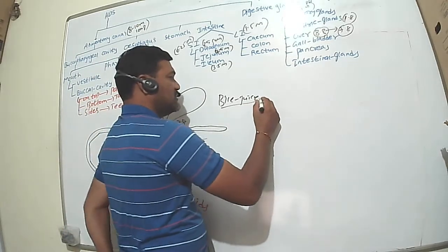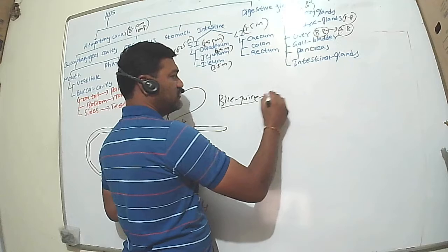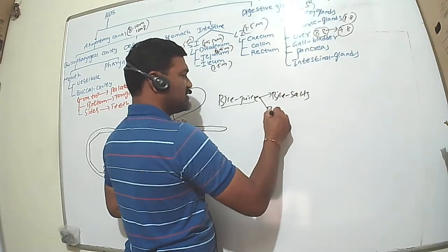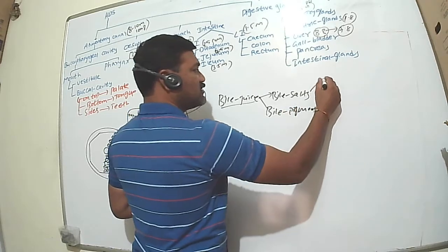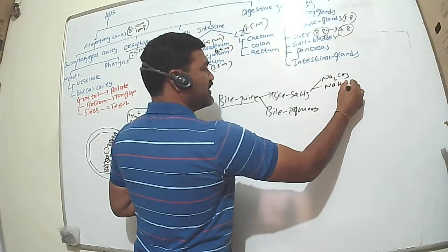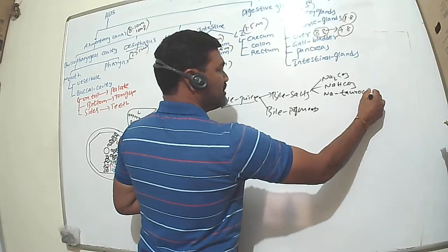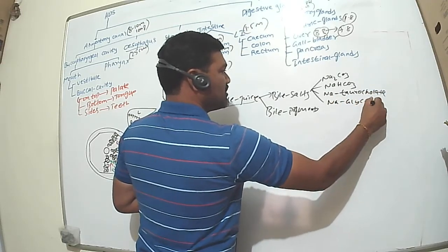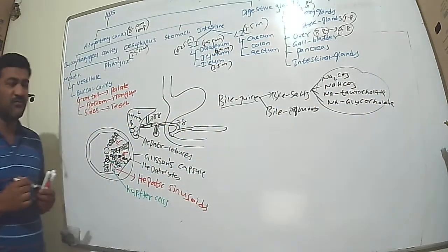And this bile juice has different components, like bile salts and bile pigments. The bile salts are sodium carbonate, sodium bicarbonate, sodium taurocholate, and sodium glycocholate. These are all bile salts. And what is the function of the bile salts?